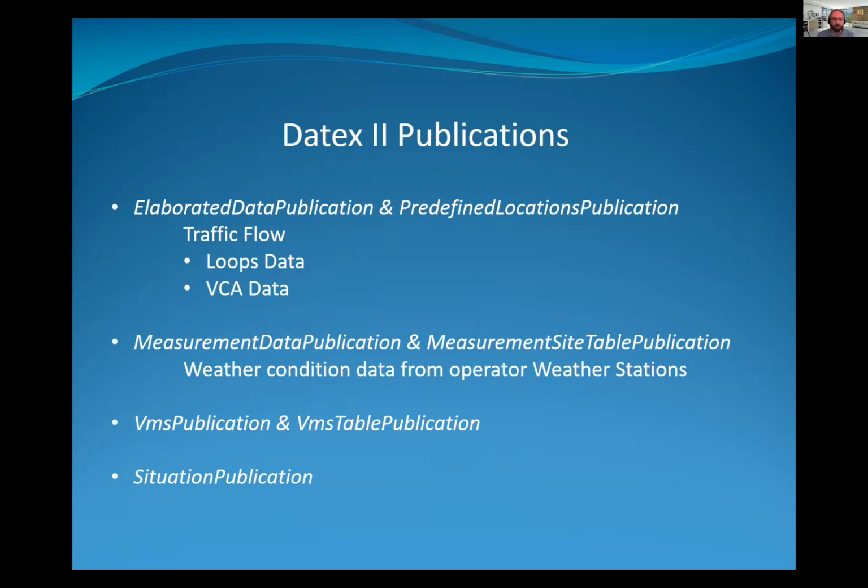The publications that we implemented for our client are the following. Elaborated data publication and predefined locations publication are used to serve traffic flow data from loops data, I mean the SCADA system with the conductive loops on the road, and VCA data. This describes the vehicle flow as it is perceived from the cameras on the motorway.